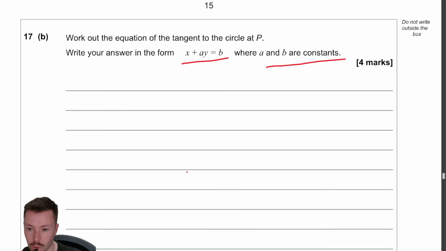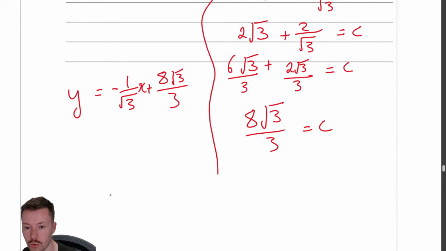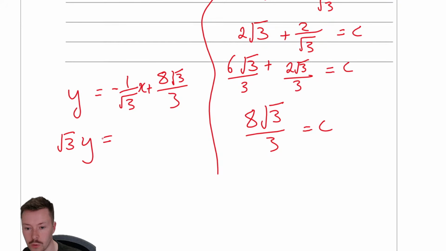Did they want it in that format? No, they want it as x plus ay equals b. So they want x by itself. So times everything by root 3. Root 3y equals minus x plus root 3 times root 3 is 3, which cancels with the denominator, plus 8. So we get x plus root 3y.